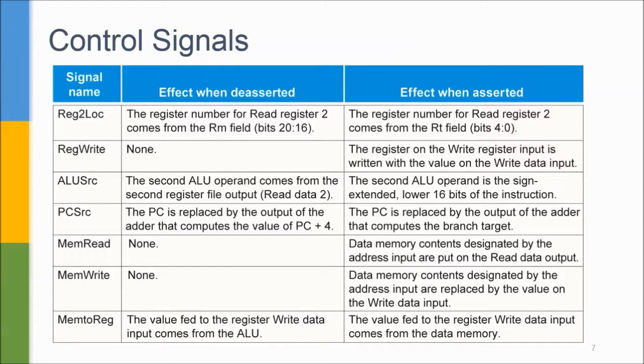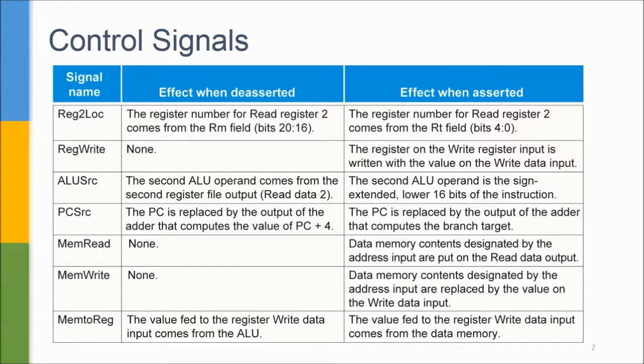Memory read has no deasserted action, but when data memory contents designated by the address input are put on the read data output, then the memory read signal is asserted. Similarly, memory write has no deasserted action, and the asserted action is taken when data memory contents designated by the address input are replaced by the value on the write data input.